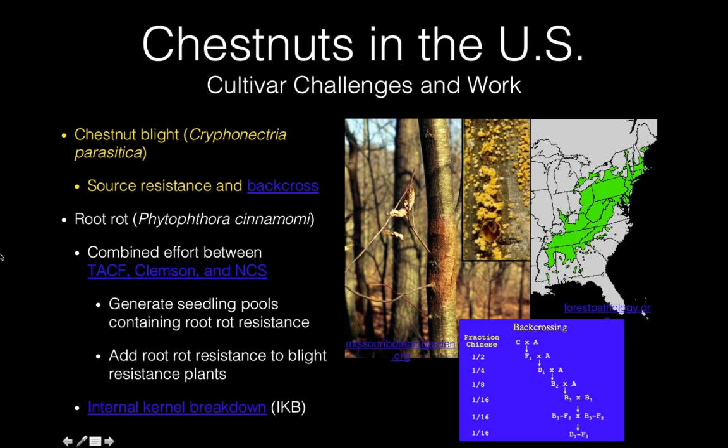Right now, breeders are sourcing resistance from the Chinese chestnut species, and there are strategies to back cross resistance into the American chestnut. For more information, you could follow the back cross link to the American Chestnut Foundation website and find out how they're exactly doing that.